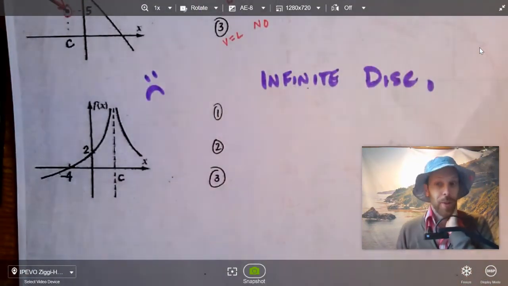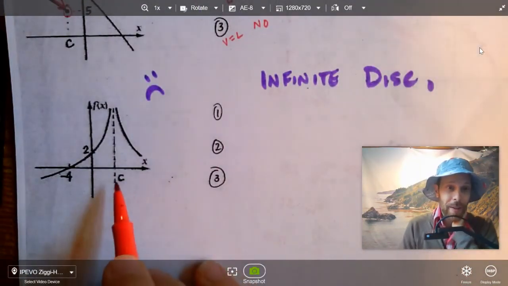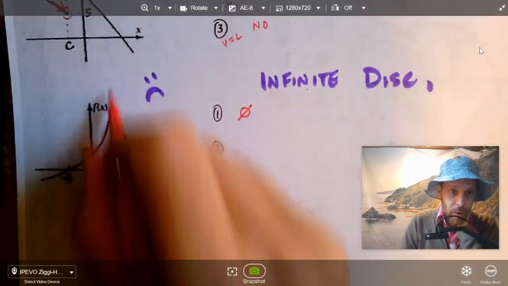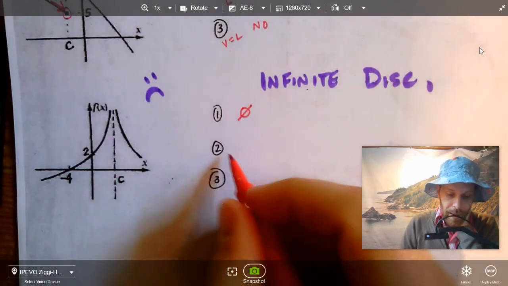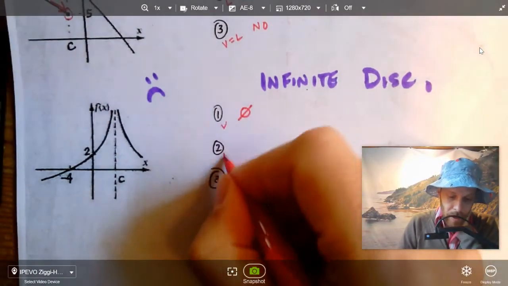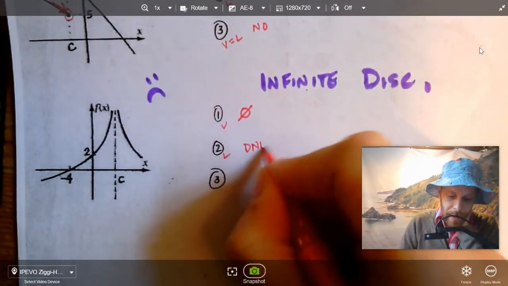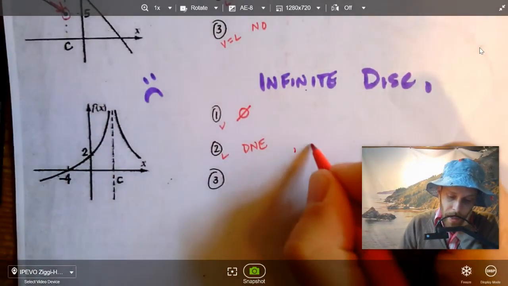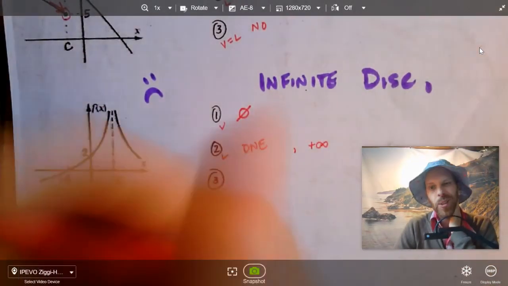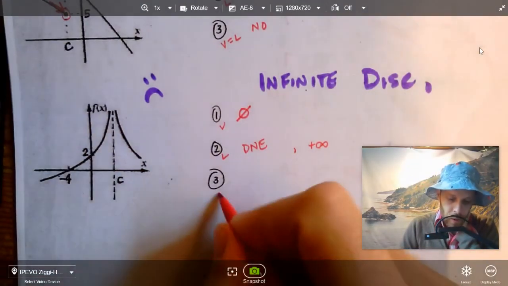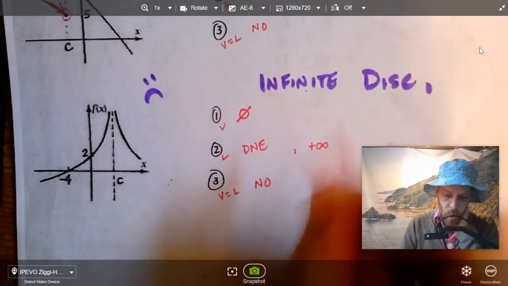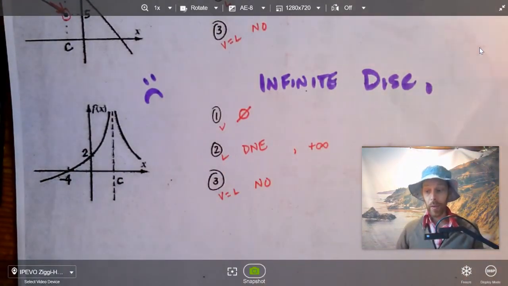Last one. This one's very disappointing. Is there a value? No, it is undefined. There's no value here. Is there a limit? No, it does not exist. There's no number that it is approaching. If you wanted to say positive infinity, I would also say that. Okay, so can the value possibly be equal to the limit? No, that's why we get a discontinuity.